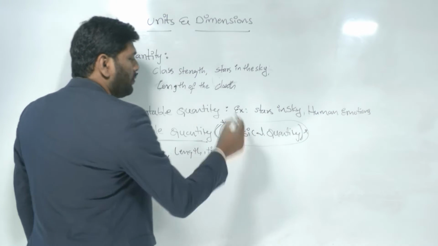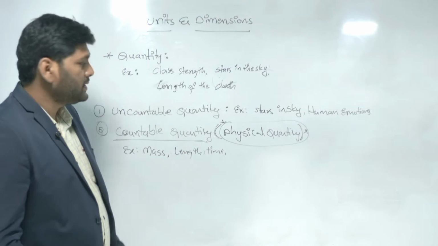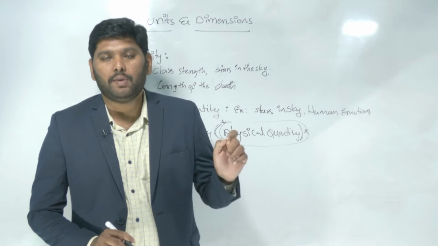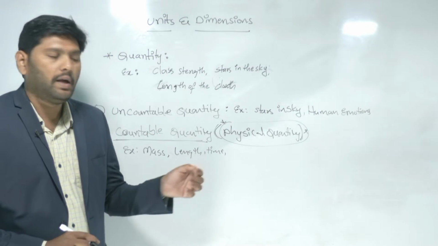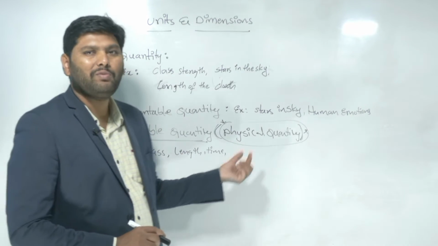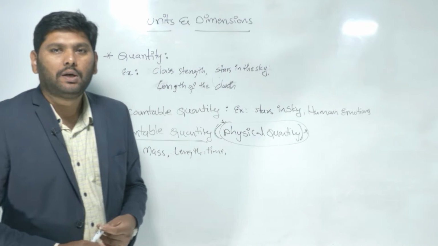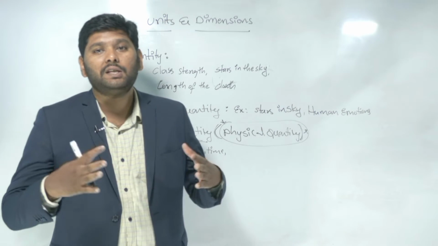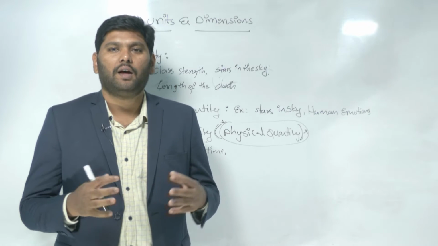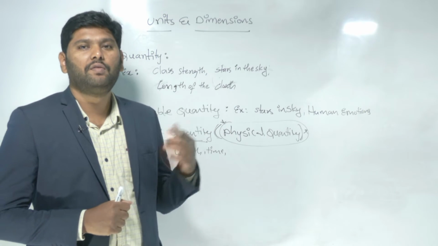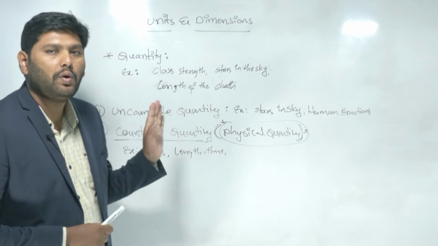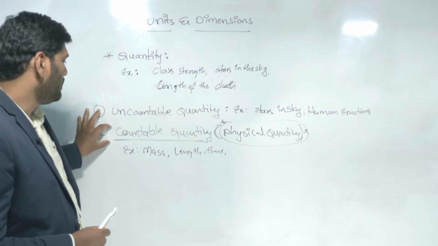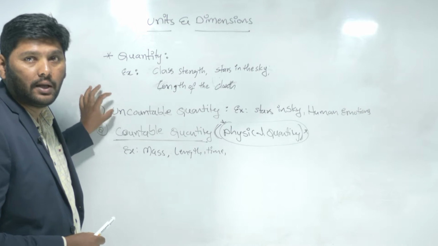It is a very important point, which means that a physical quantity is a quantity which can be measured by an instrument. Examples are mass, length, time, force, amount of substance, temperature, current. These are examples for what? Uncountable quantities, nothing but physical quantities. I hope you have got clarity between quantity, countable quantity, and uncountable quantity, isn't it?